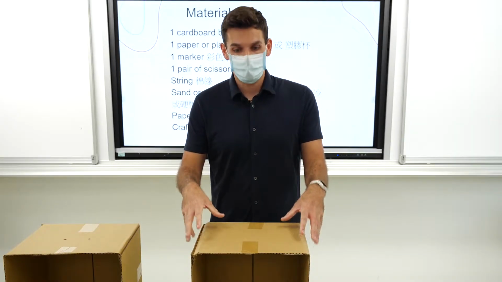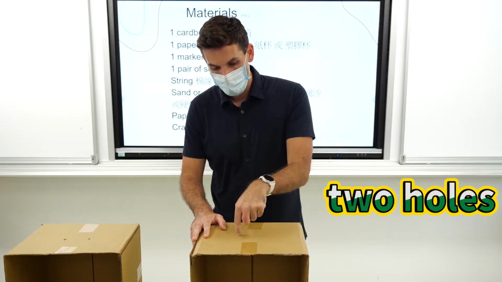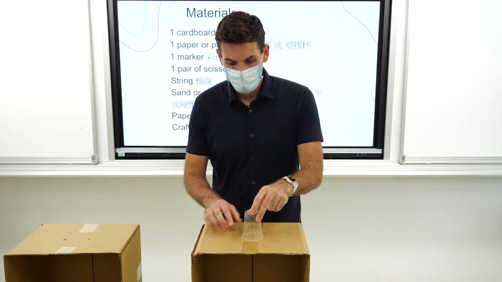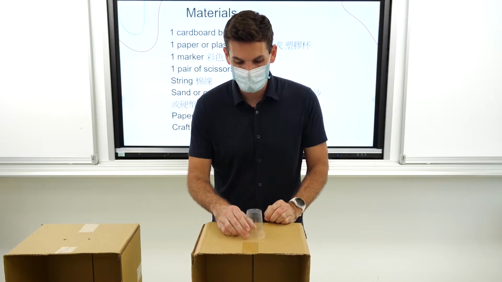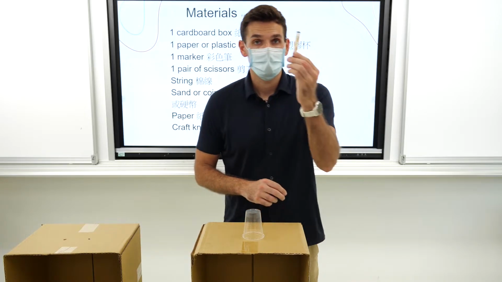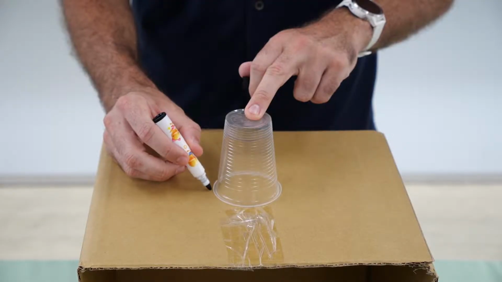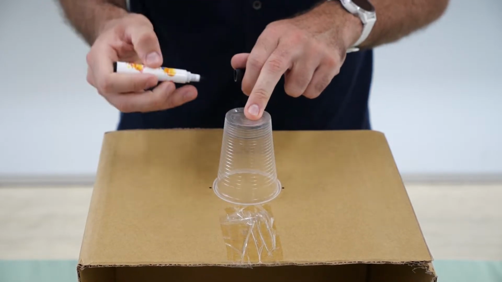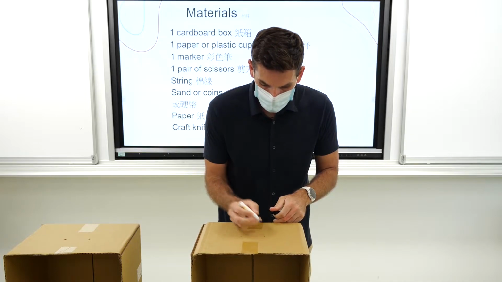Okay, so now that you have your box, we need to put 2 holes in the box. So take your cup, put the cup in the middle of the box. Not here, in the middle. Take your marker and draw 2 dots next to the cup. Just like that. So you can see 1, 2.